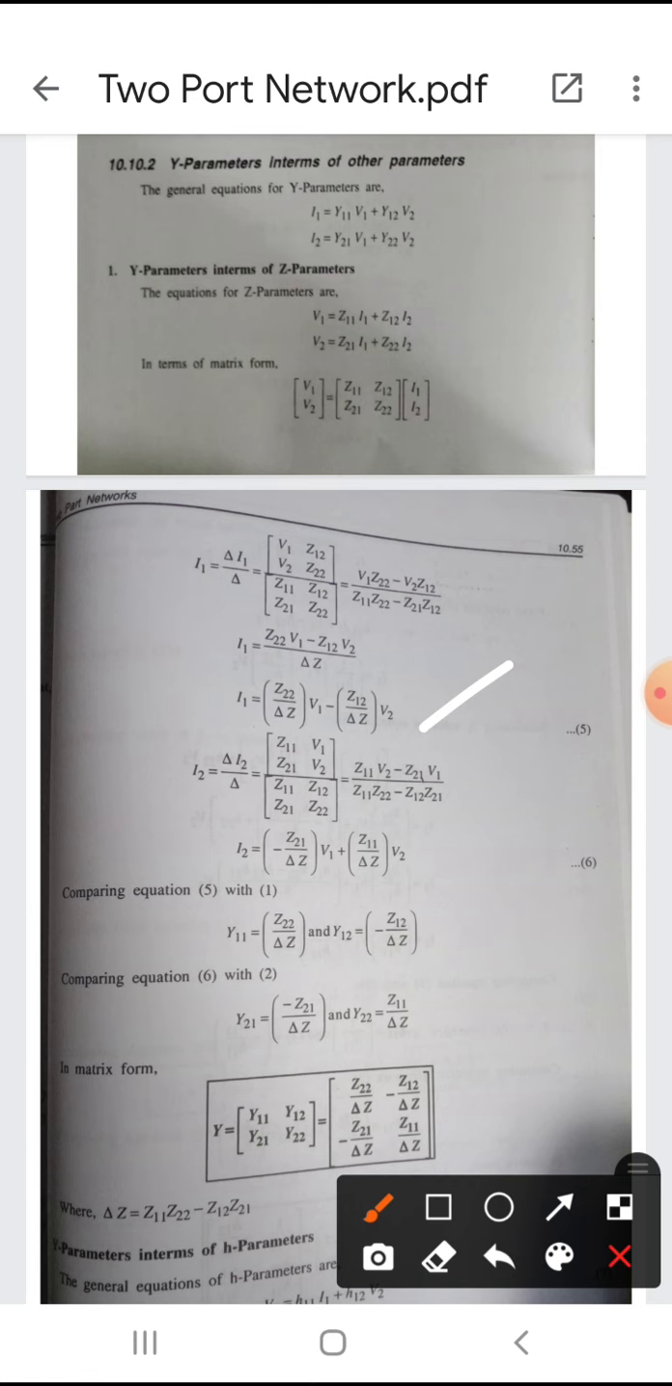Next I2, what is the formula? Del I2 by del. Similarly, the same thing, we write del I2, that is z11 z21 v1 v2. Okay, so I2 in terms of v1 v2.